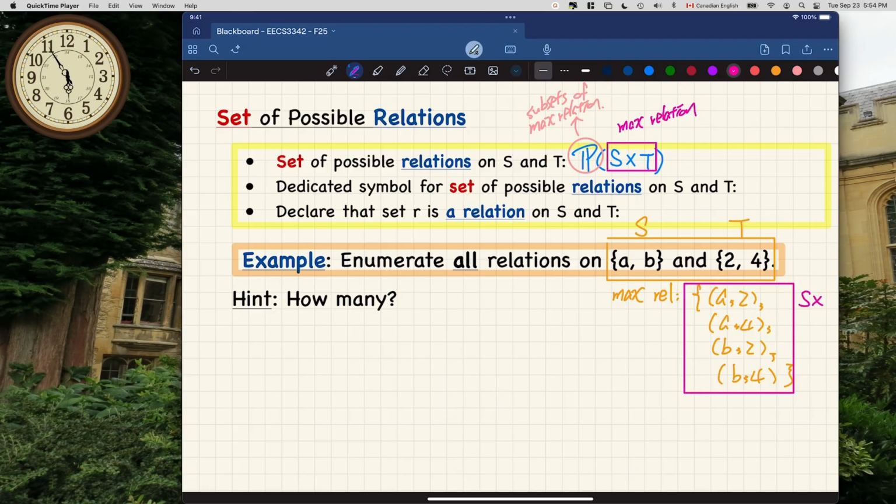S cross product T. How do we understand the power set over here? We're going to figure out exactly what the possible subsets of this are. For example, the subset might contain just this single pair. In that case, it's one relation. It might contain only this single pair. That's also one relation. It might contain these two pairs. It's one subset, which corresponds to one relation, etc. Right?